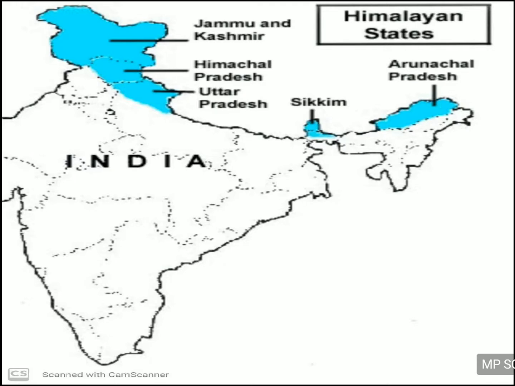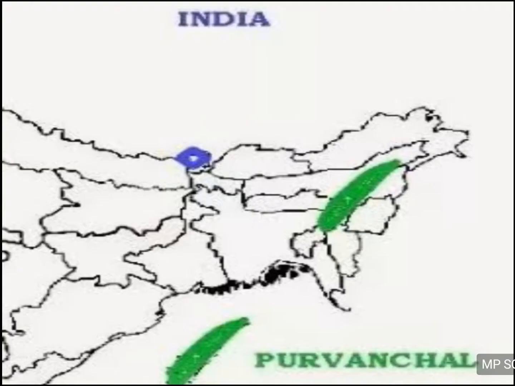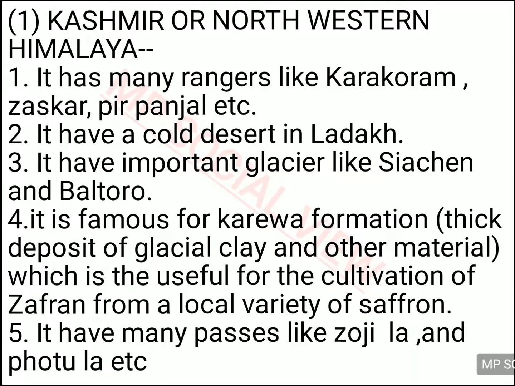Then when the Himalaya reaches Arunachal Pradesh, it is called Arunachal Himalaya, and when it turns a little southward from the Arunachal, it is called Purvanchal or Northeastern Himalaya, which can be seen here. From Arunachal it turns southwards and it is called Purvanchal. Purva means east, or Northeastern Himalaya, because it is found in the northeastern side of India. So let's discuss it one by one.